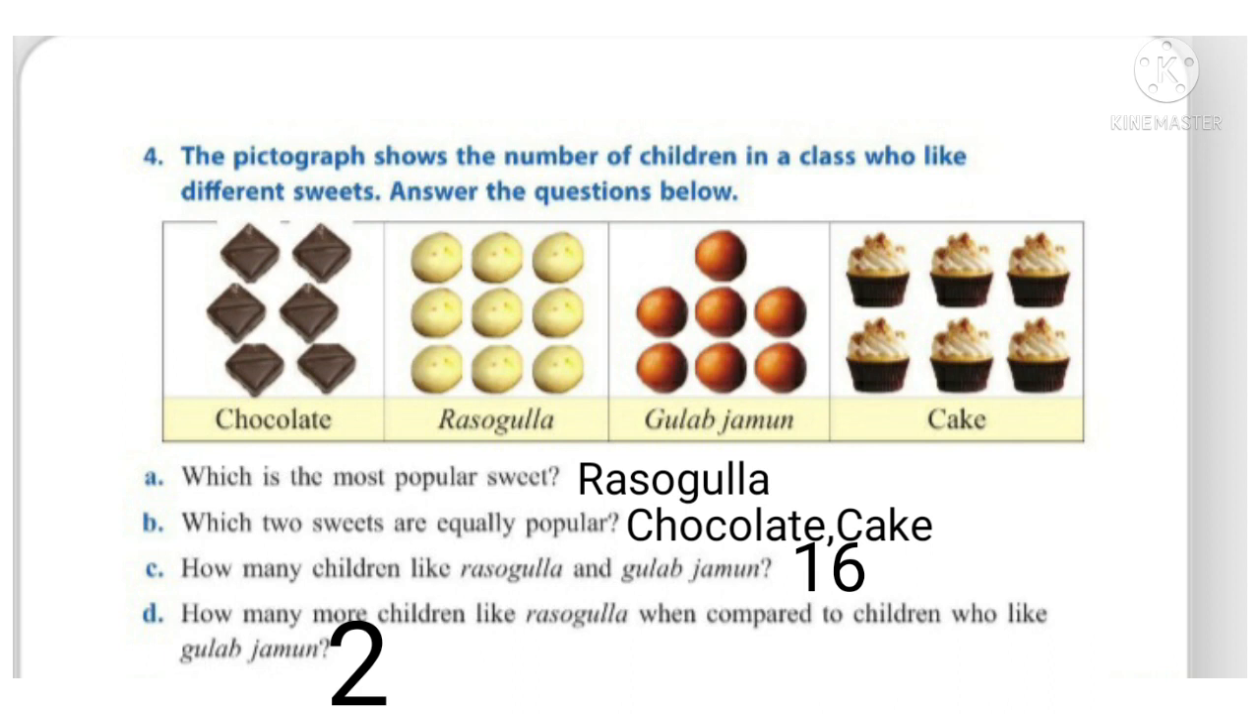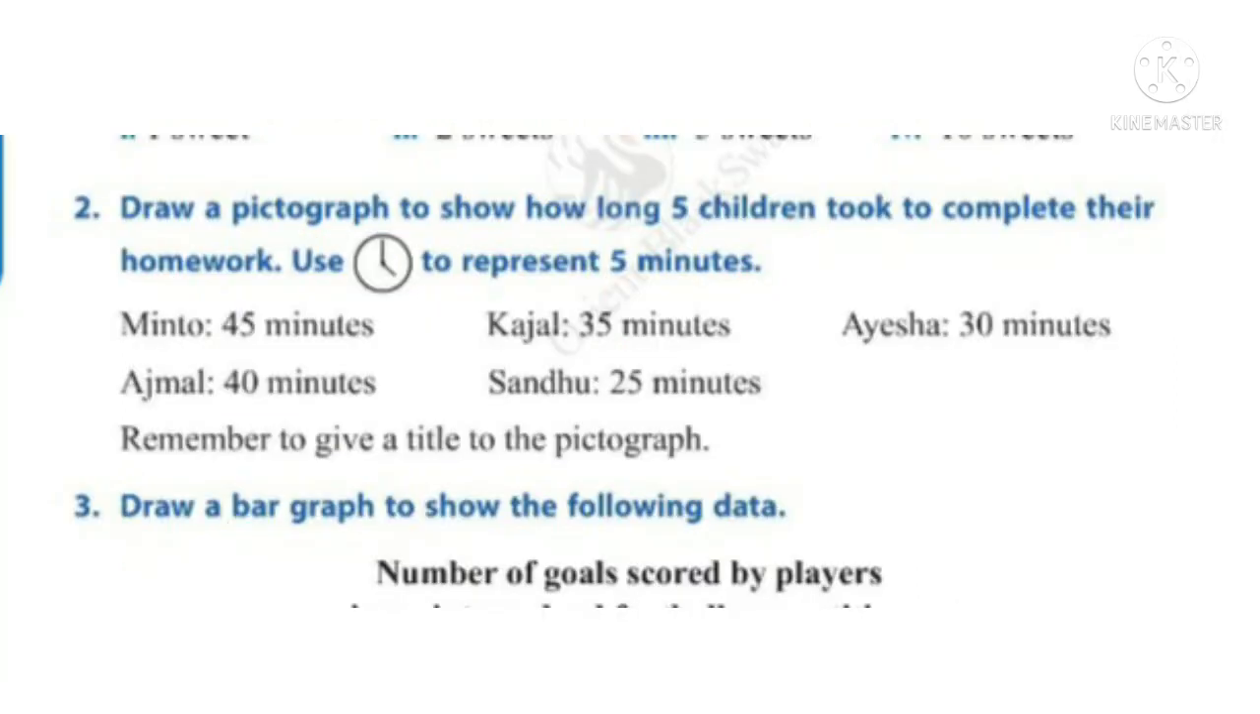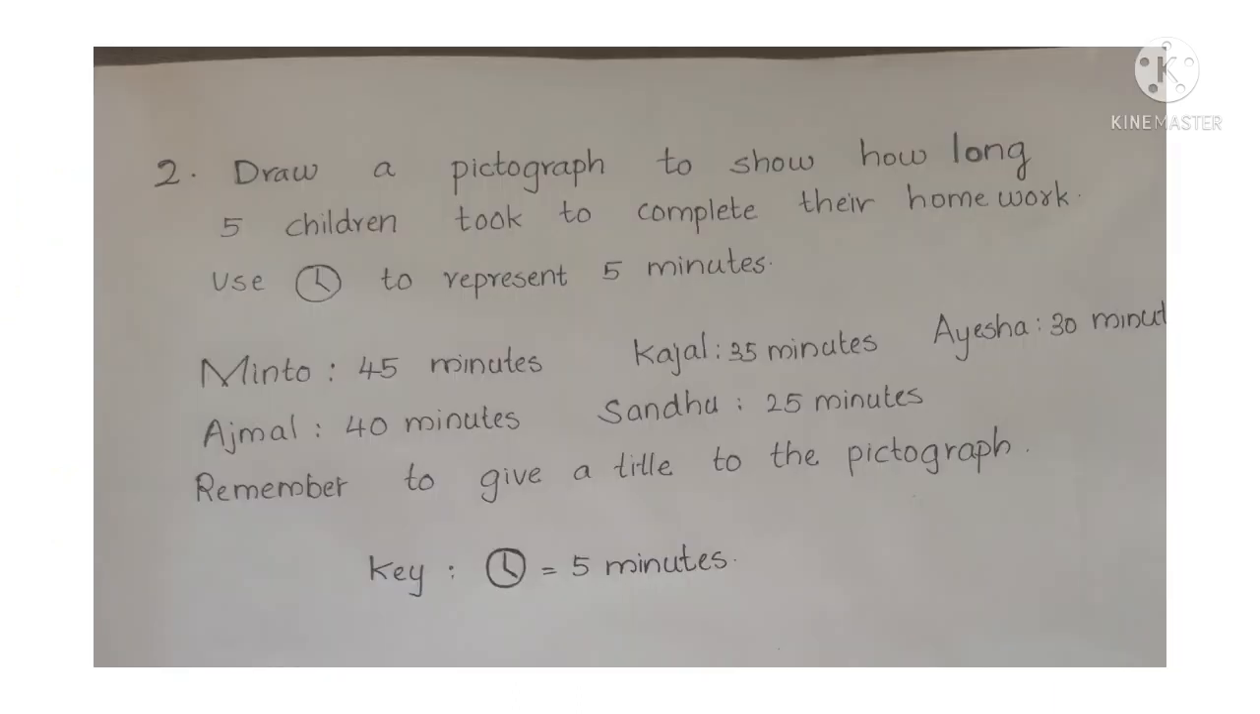Okay. Children, see the second question. Yes, it is to draw a pictograph to show how long 5 children took to complete their homework. Okay, and you can use that clock symbol to represent 5 minutes. So how will we draw this? Yes, the key is already given. And we know there are 5 children.